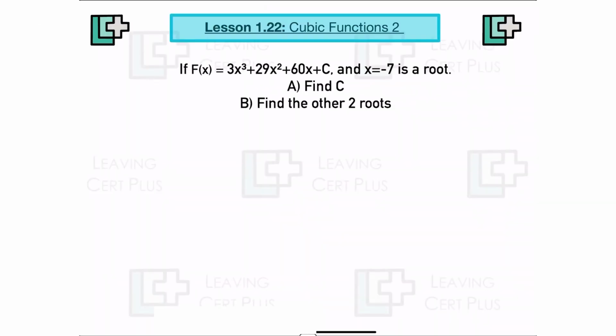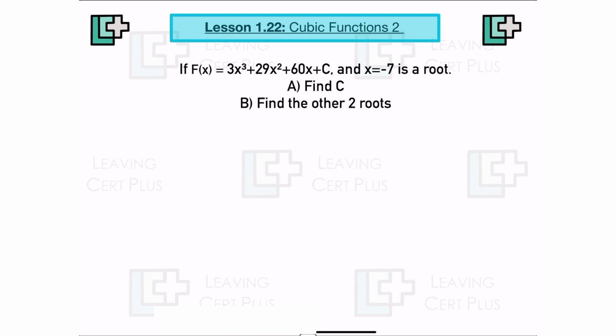This is lesson 1.22, our second lesson looking at cubic functions and dealing with questions involving the roots. So we're given f of x here and you have a plus c. You're given that x is equal to minus 7 is a root. You're asked to find that plus c and finally then find the other two roots. So I'd like you to pause the video and give this one a go.